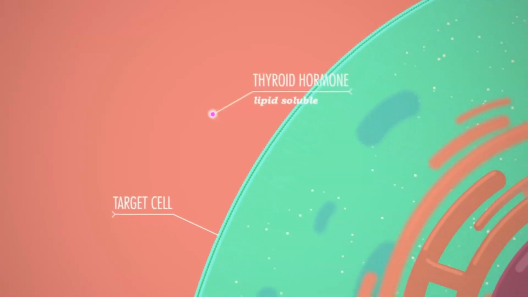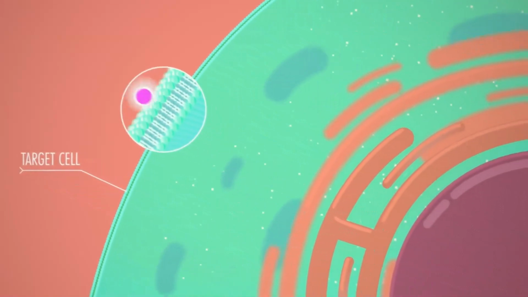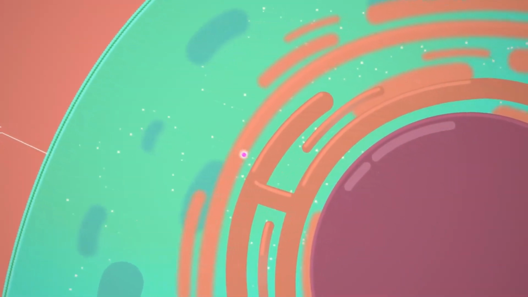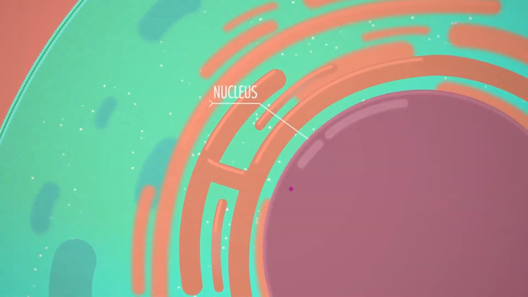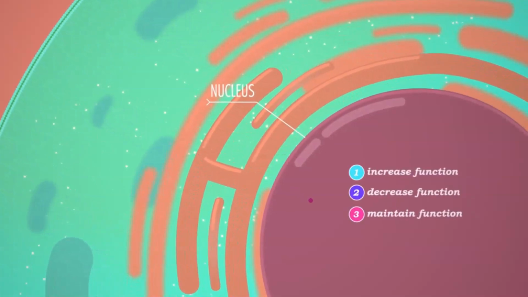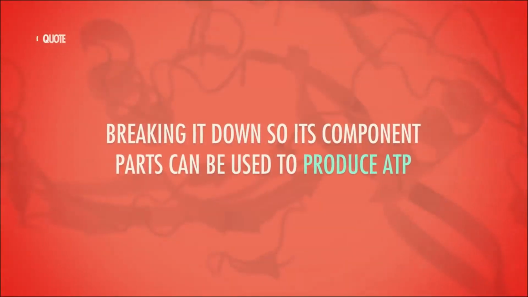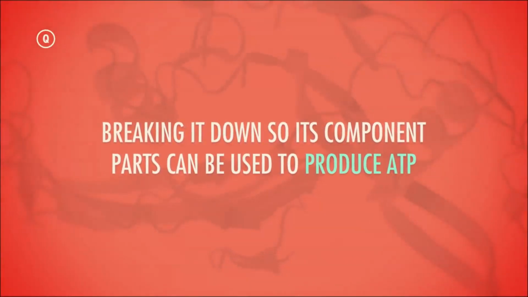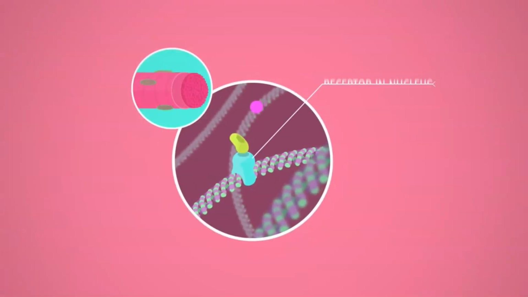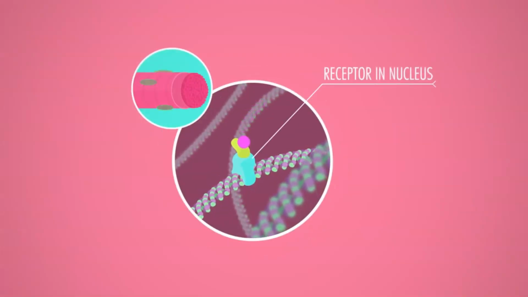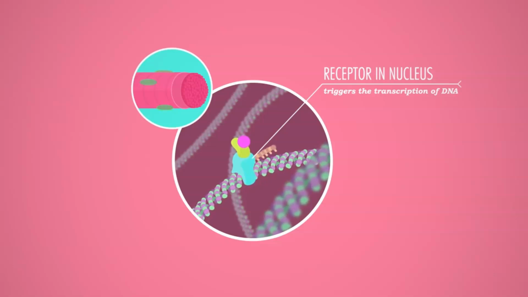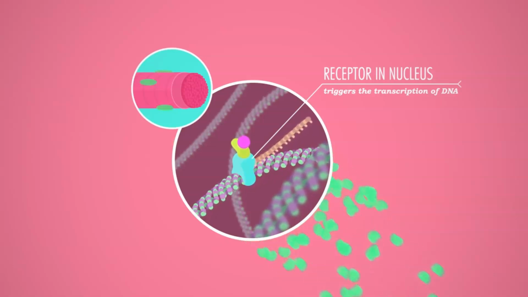Like steroids, thyroid hormone is lipid-soluble, so it crosses the membrane of its target cell to bind inside the nucleus. There, it can make the cell either increase, decrease, or maintain its primary function. In this case, since you're feeling chilly, your body needs to stoke the fire a bit, and it does that by burning glucose. In your cells, burning glucose really means breaking it down so its component parts can be used to produce ATP. Thyroid hormone comes into play when it binds to receptors inside the nuclei of your muscle cells, triggering the transcription of DNA that makes the enzymes to break down that glucose.